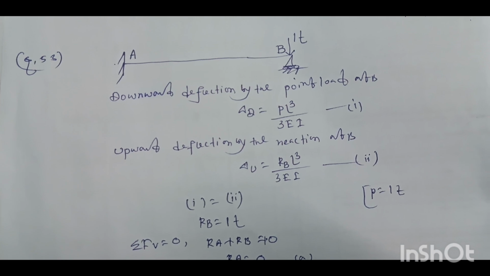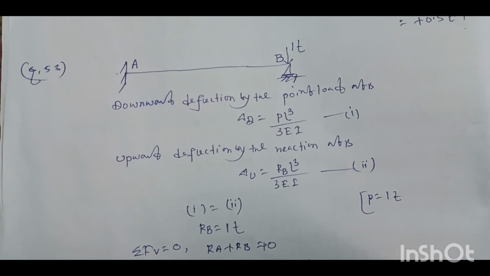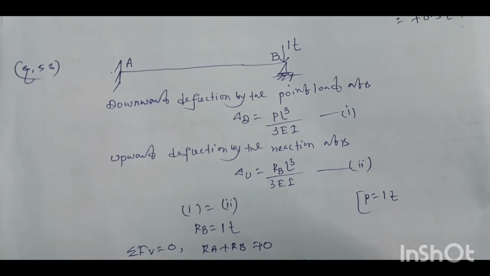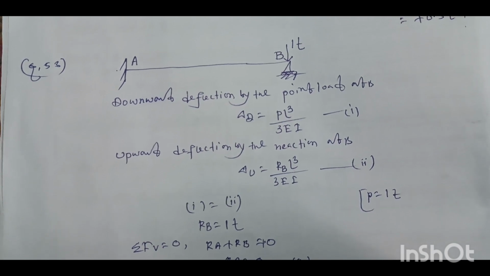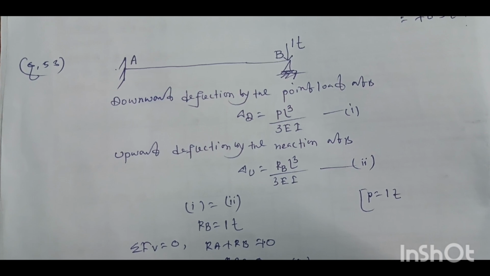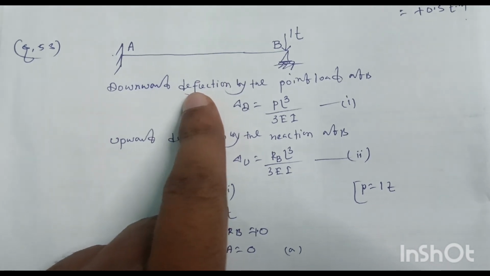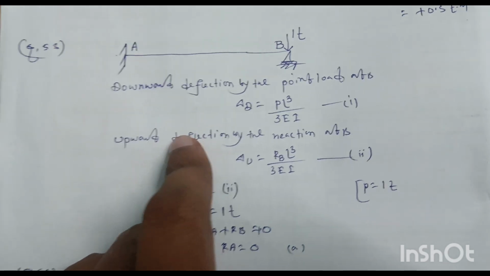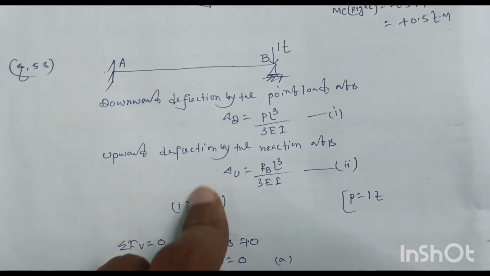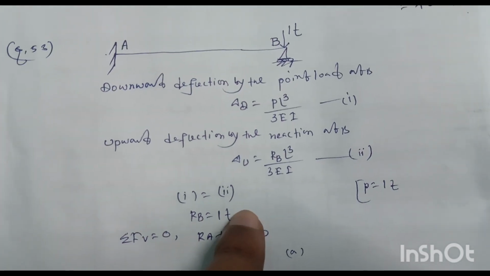Similarly, now if we consider the cantilever beam subjected to upward load, that is the prop at end B, but there is no downward load of 1 ton. The deflection under the upward reaction at B will be RB L cubed by 3EI, where RB is the reaction at the prop. Now we can equate the downward deflection to the upward deflection of the beam, as the beam is in equilibrium. So by equating equation 1 to equation 2, we get RB equal to 1 ton.